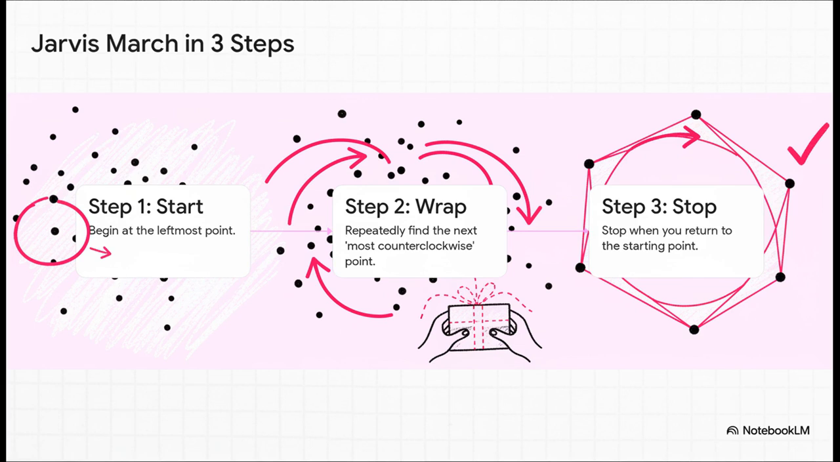Step 1, you start at the leftmost point, period. It's a guaranteed point on the hull, no question. Step 2, from your current point, you scan every single other point to find the one that makes the most counterclockwise turn. That becomes the next point on your hull. Step 3, you just repeat that process. From your new point, you again find the next most counterclockwise point, and you just keep wrapping until, bam, you've arrived back at the point where you started.